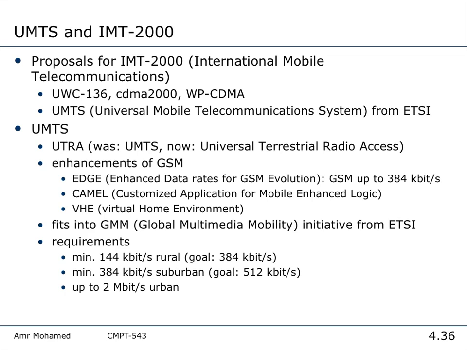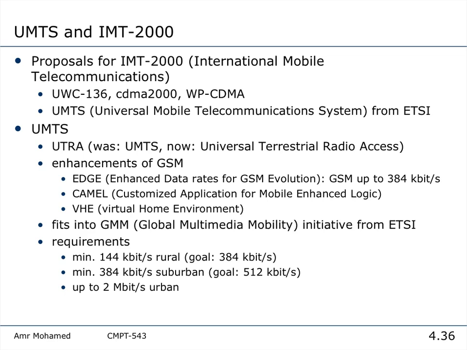UTRA is actually a set of releases. As we will see in a minute, the 3G is not actually like one standard document and that's it. There were releases. So it started with release 99 and then release 00 and then release 4, 5 and so on. So we'll see that. So the first release started to talk about some enhancement to the GPRS architecture or the GPRS standard.